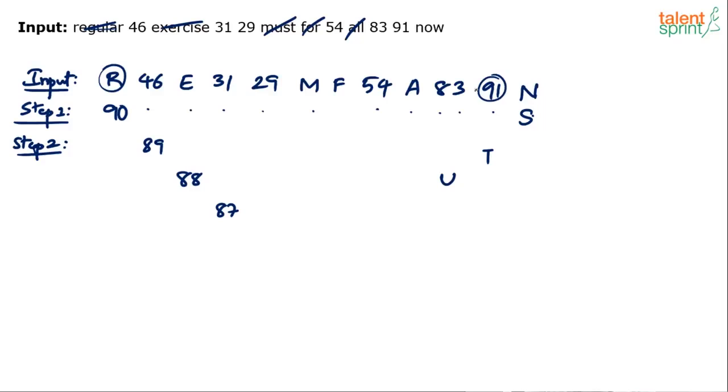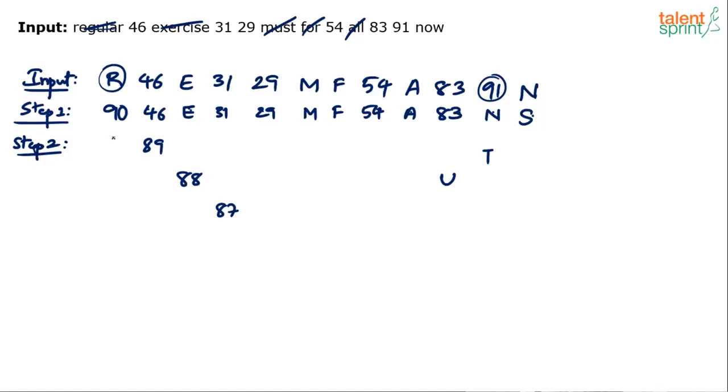So 90 has been moved, R has been moved, copy everything else as it is. So R has already gone there. Then we have 46, E, 31, 29, M, F, 54, A, 83. See, 91 has gone there, so don't copy 91 again, N.